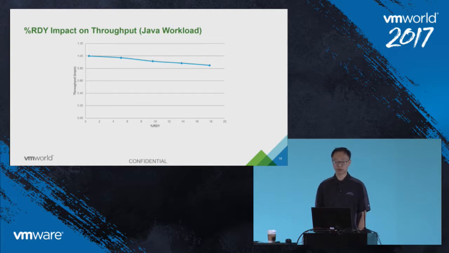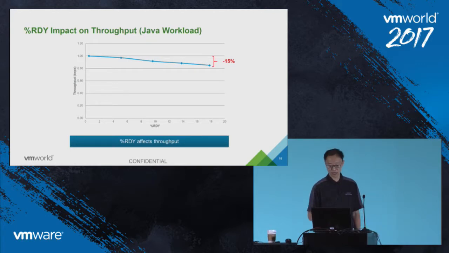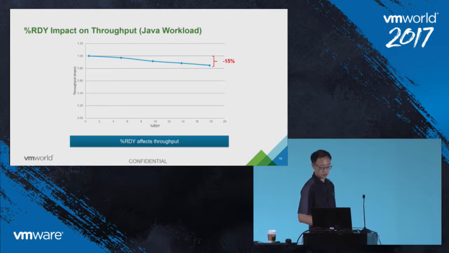So let's talk about ready time a bit more. How much impact would ready time have on my workload? Here's an example. We're running a Java workload. We have ready time on the x-axis, and the y-axis is the throughput.